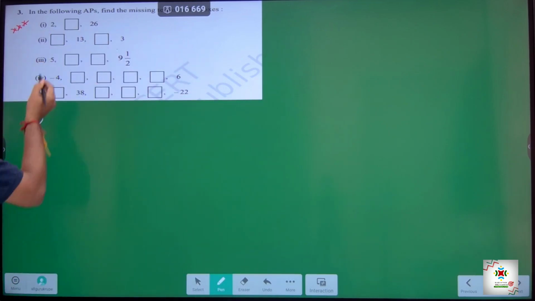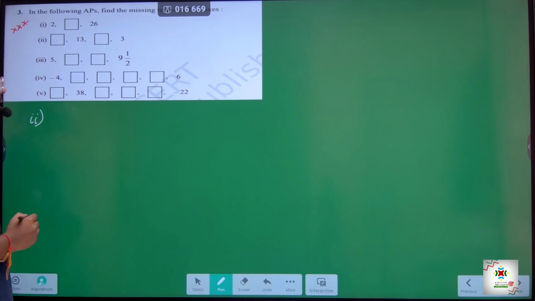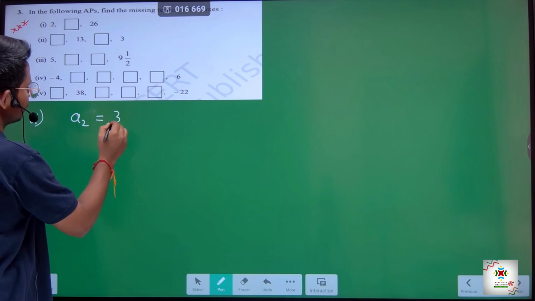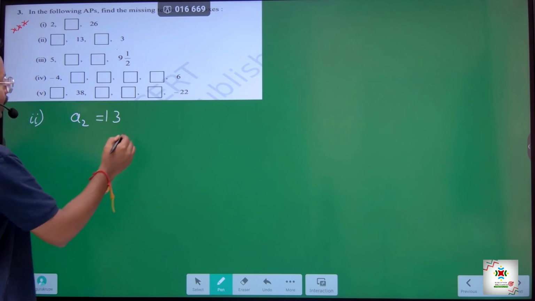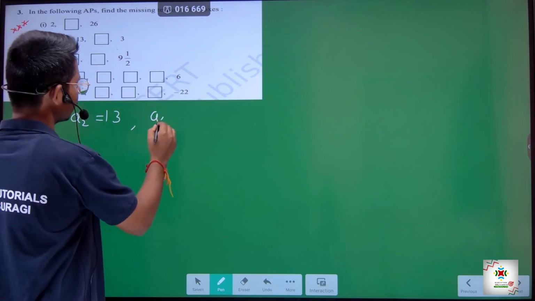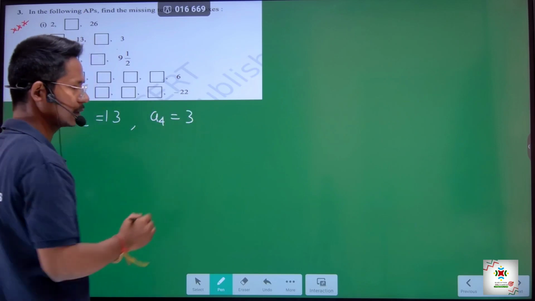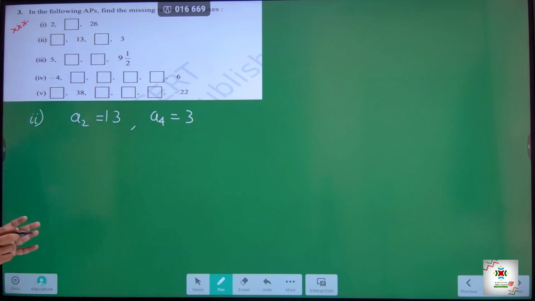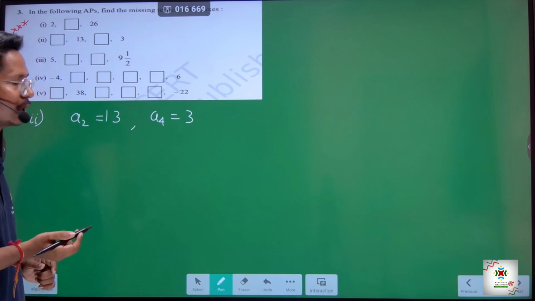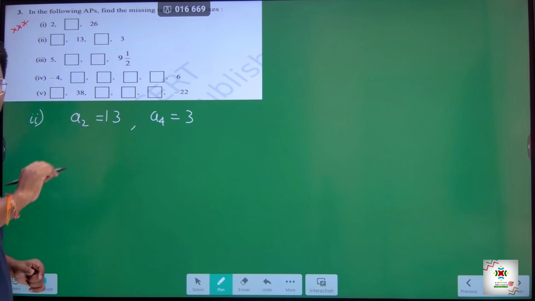Okay, now the first term is not given. Second term, what is A2? It is 13. Next, A3 is not given. What about A4? A4 is given as 3. Now you can make use of the nth term formula, because when you use it, you can express any term in terms of A and D.